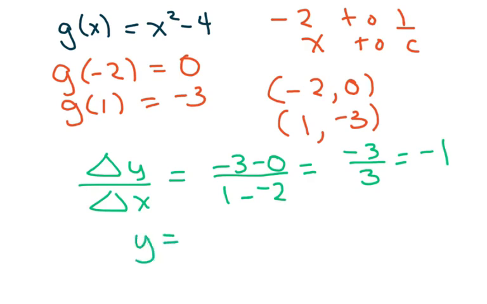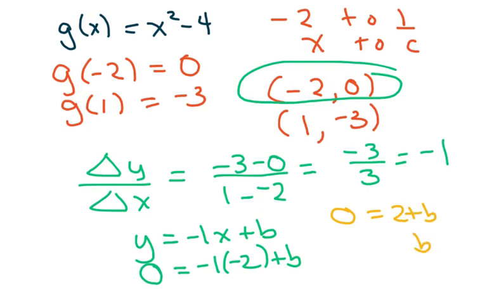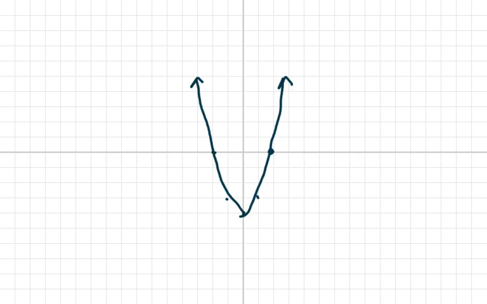So my equation is y equals negative 1x plus b. I have to find my b. So I think this time I will plug in this one. My y is 0 equals negative 1 times negative 2 plus b. So 0 equals 2 plus b. So b is negative 2. So my equation is y equals negative x minus 2. There's your equation, your secant line. Y equals negative x minus 2.